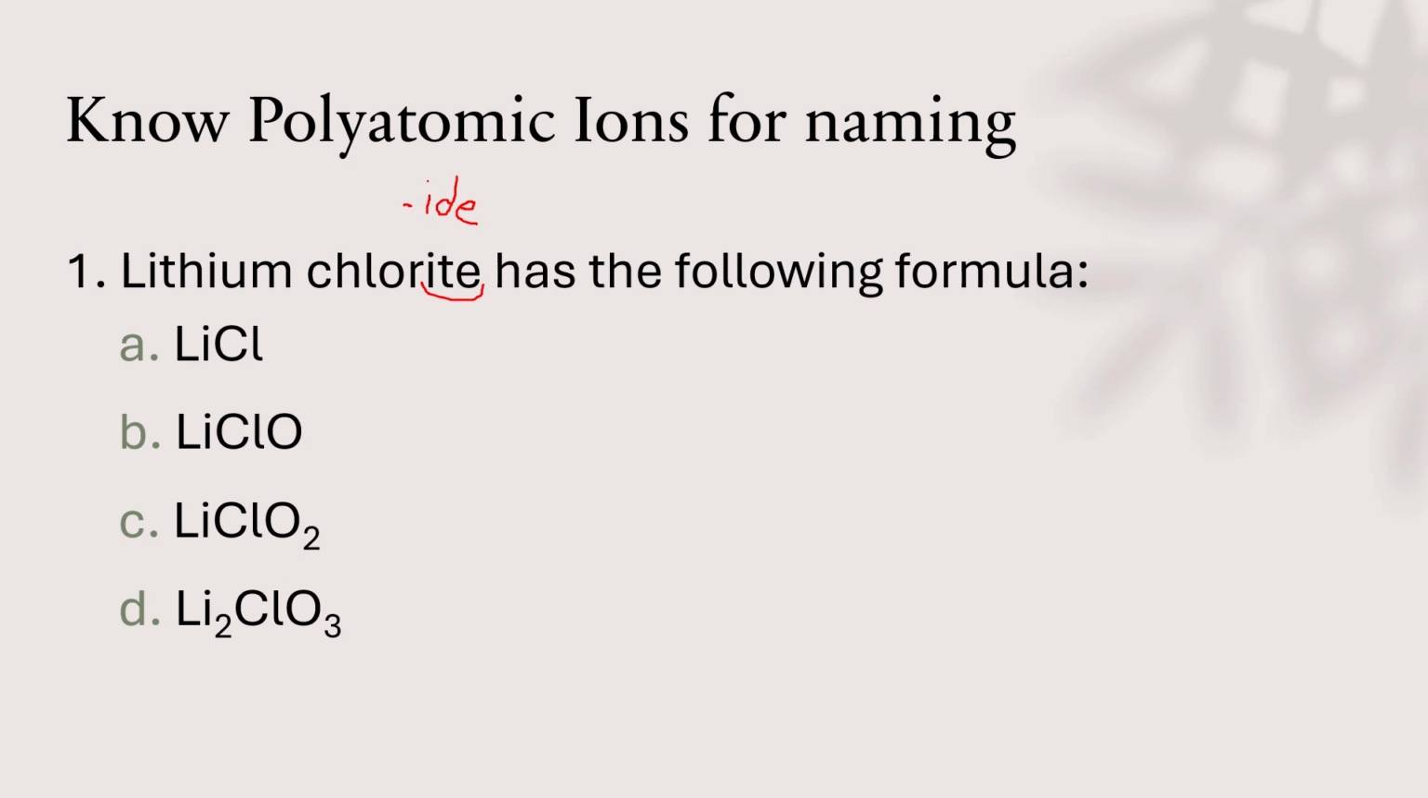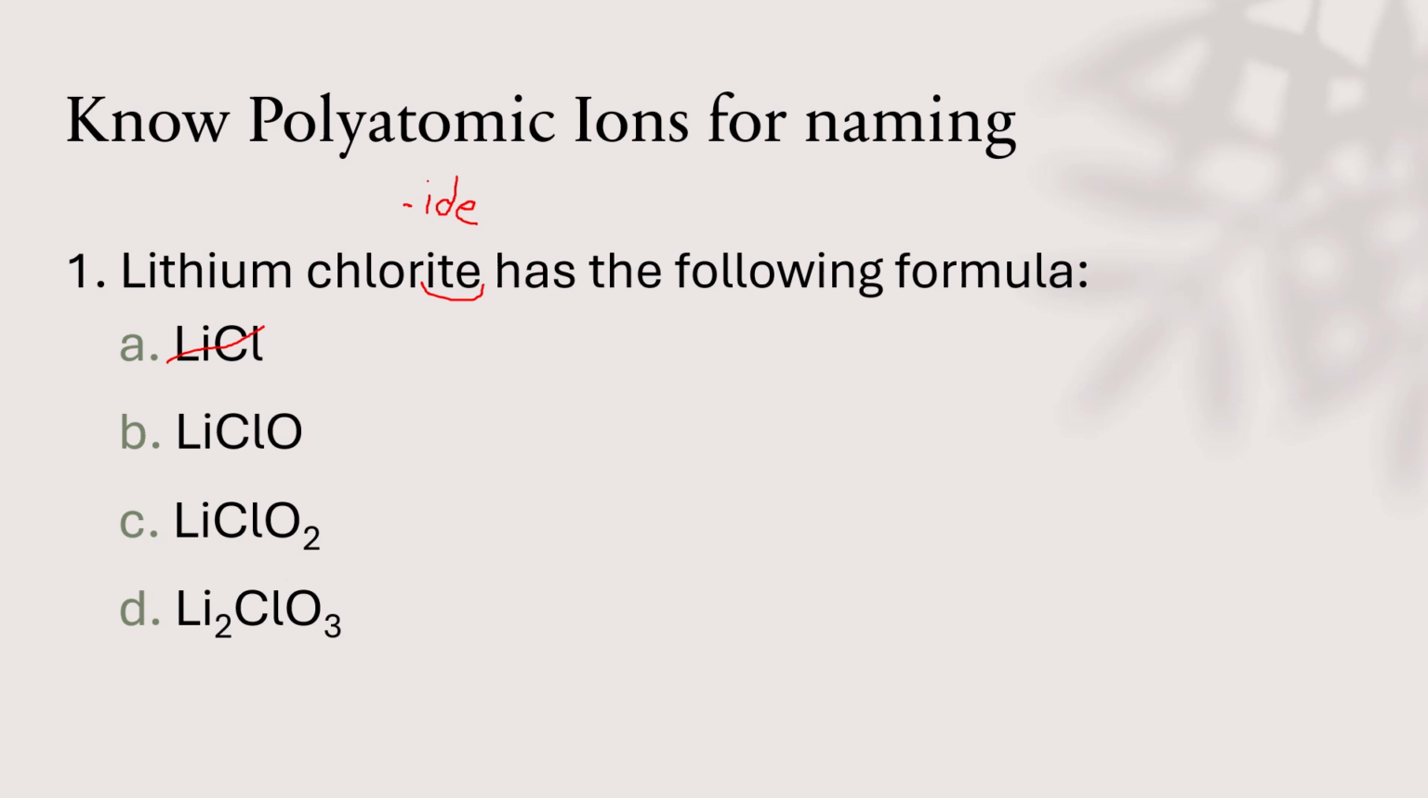Okay, so if you see ITE or ATE, those are strong clues that that's a polyatomic and should be named accordingly. Since we see this ITE, that means I can go ahead and get rid of this LiCl. That's going to be lithium chloride with the IDE ending. So that narrows it down a little bit for me.